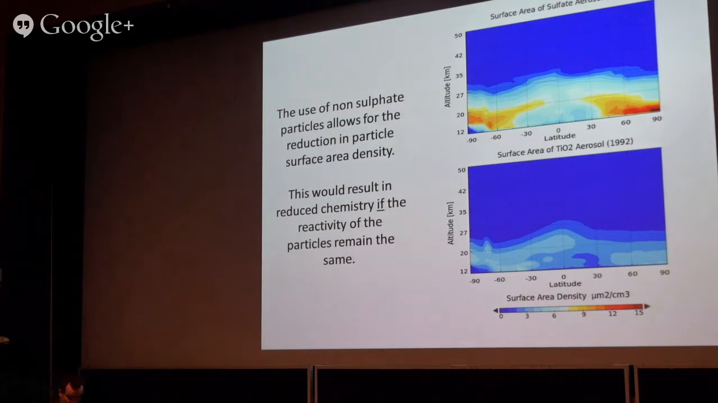So the first thing to note about the ozone chemistry is if the chemistry of these particles stays the same, then putting something up there with a higher refractive index means we need less of it, and it means we can have a smaller surface area. The smaller surface area with the same chemistry means you get less chemistry. And so Matt showed this figure earlier, but this is the surface area density after Pinatubo. So this is the surface area density of sulfate aerosol. And this is to get the same effect for an optimized size distribution of titania, we can get a lot less surface area density. So if the chemistry of titania and sulfuric acid were the same, you've already got a good effect, then you'll have less chemistry. So that's the first thing to know.